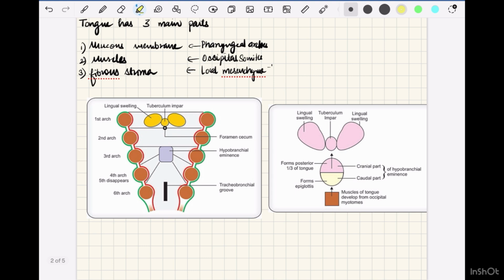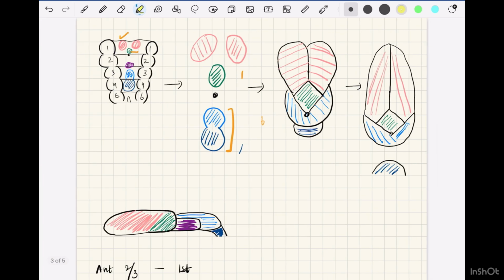This is the overview of the pharyngeal arches. First to sixth arch, how there are three swellings at the first arch, foramen cecum, hypobranchial eminence from the third and the fourth arch, and tracheobronchial group from the sixth arch. Now, this hypobranchial eminence has two parts, cranial and caudal. Now, let us look in detail.